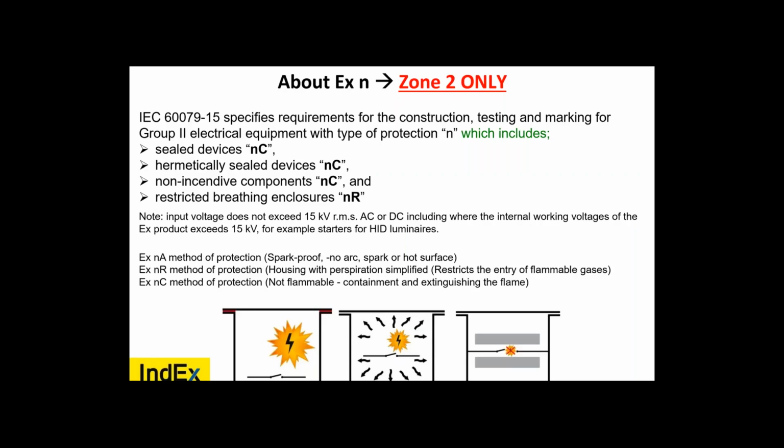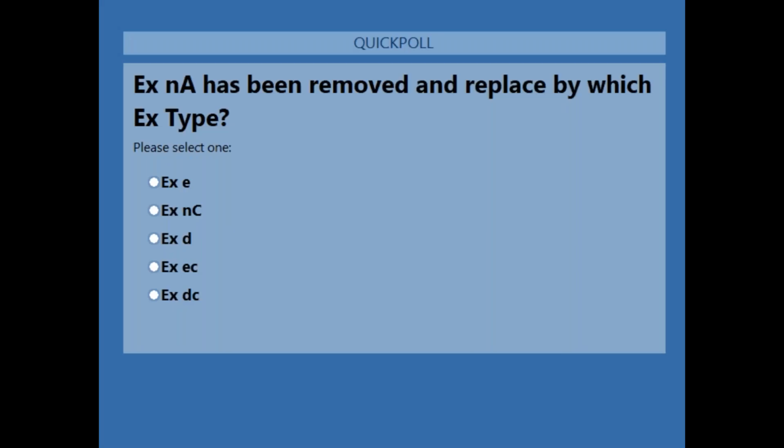Another question. This one's a preemptive one. It will be answered in the next slide. EXnA has been removed and replaced by which EX protection technique? There's only one answer. EXnA: no arcs, no sparks, no hot points. Spark proof, no arcs, no sparks, no hot surfaces, high quality terminations.